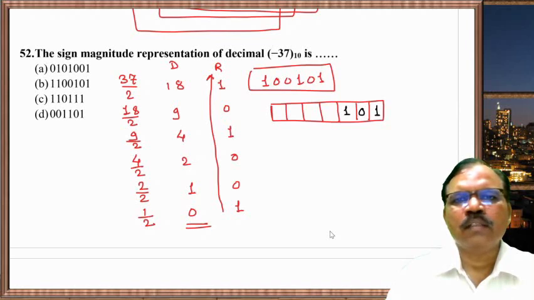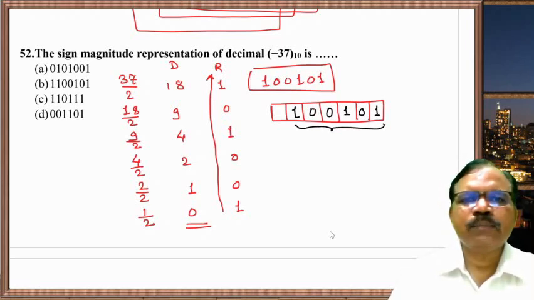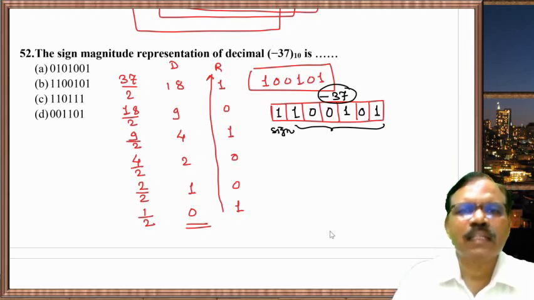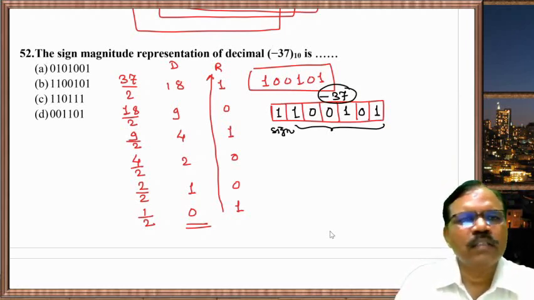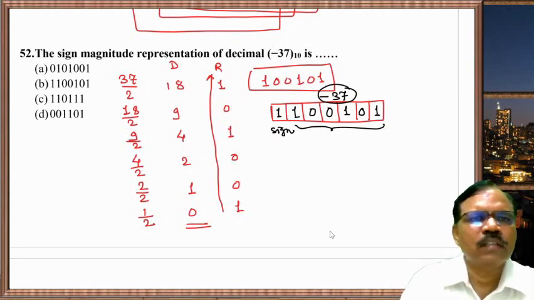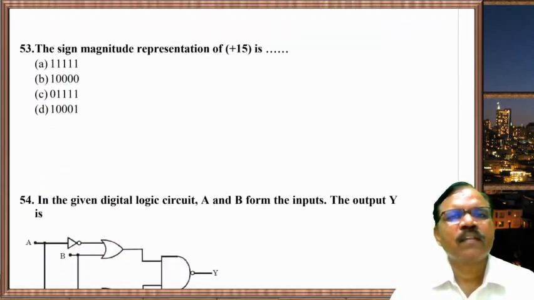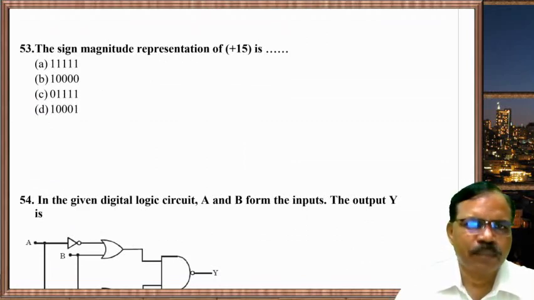So this is the number, and here this bit is for sign. If we have 0 here, then plus 37, 1 here, then it is minus 37. So this is minus 37. So minus 37 in 7 bit, it is 1 1 0 0 1 0 1. So B is correct.